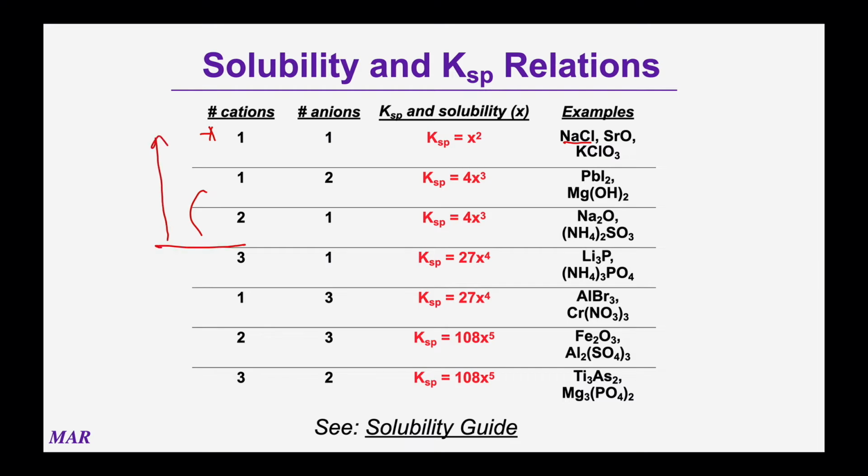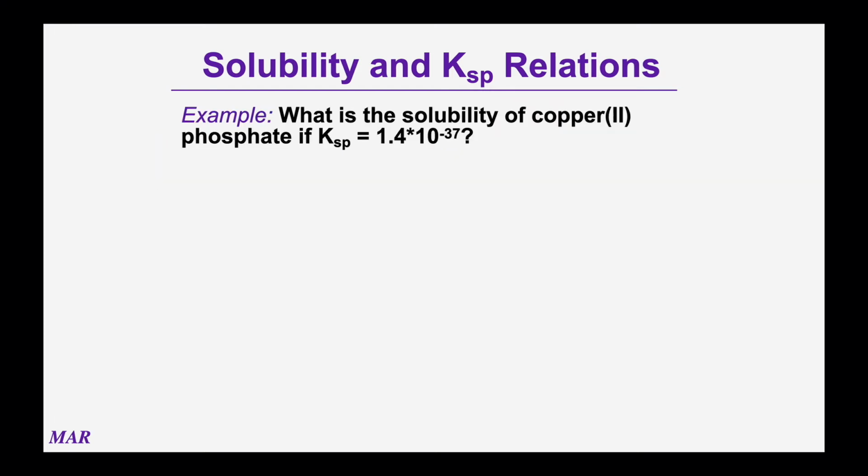However, you can figure these kinds of things out for other systems too. If you have a 3-to-1 ratio of cations to anions, Ksp equals 27 x to the fourth. And if you have two cations and three anions, or three cations and two anions, Ksp equals 108 times x to the fifth power. And believe it or not, I have used all of these at different times to calculate solubilities, Ksp, and stuff like that. And it's a little bit easier if you can do the solubility x to Ksp conversion. Let's look at some examples.